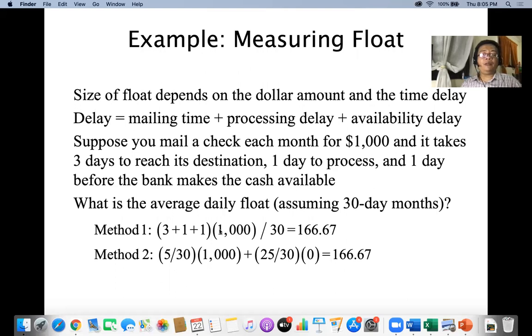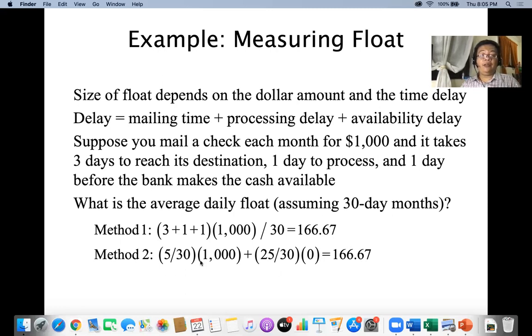Ba't kailangan mong i-multiply sa 5 days para makuha mo kung ilan yung delay mo? So 5 times 1,000, 5,000 yan. Okay, you divide it by 30. What is the average daily float? The answer here is 166.67. So you have two methods, and you have the same answer.